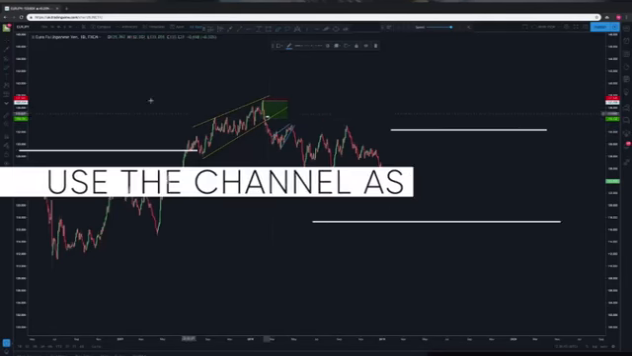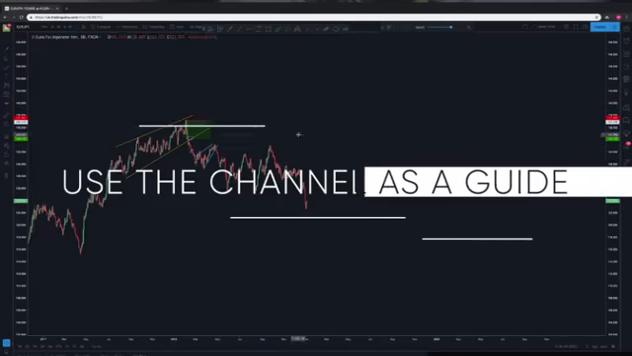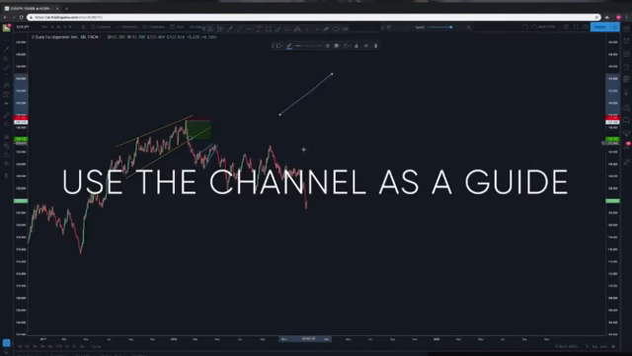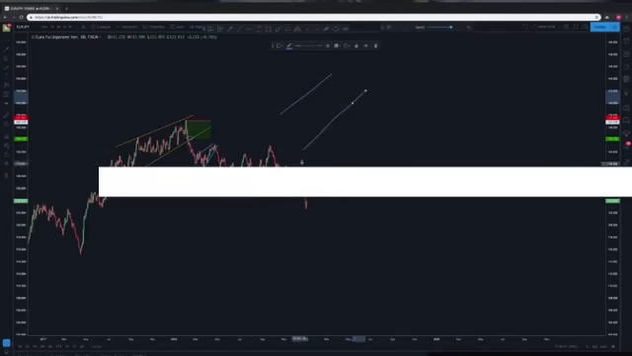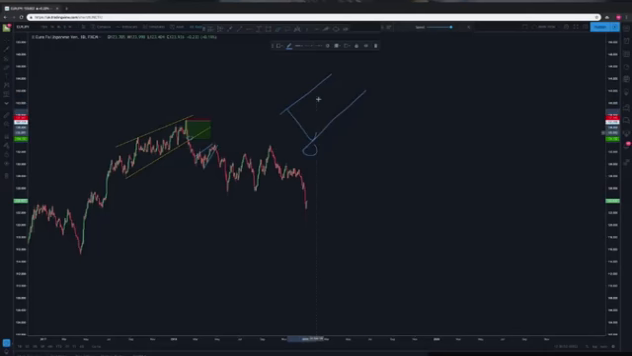So you use the channel as a guide. So let's say you're taking a trade and you've got this type of structure and you're anticipating to get to the low, and you've got price within here, you sold it from here, it gets to this area here, you then lock in profit and you leave it to play out to here.